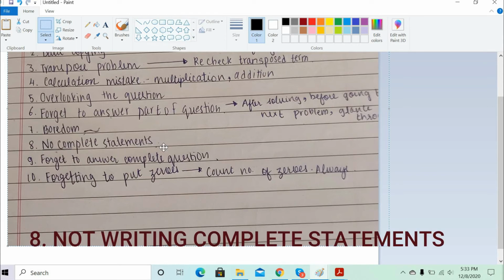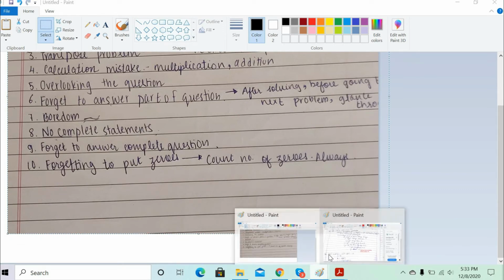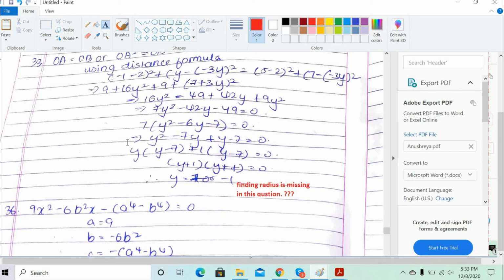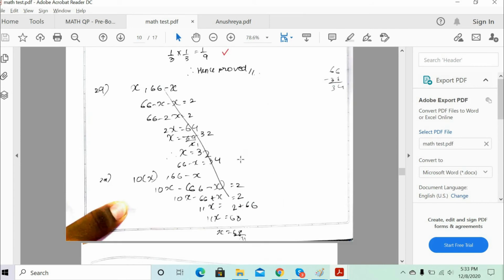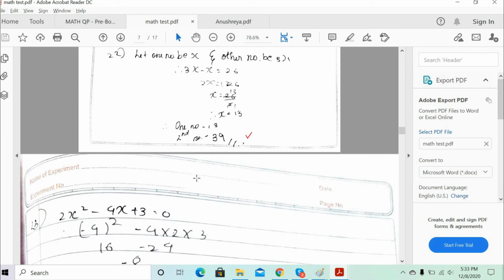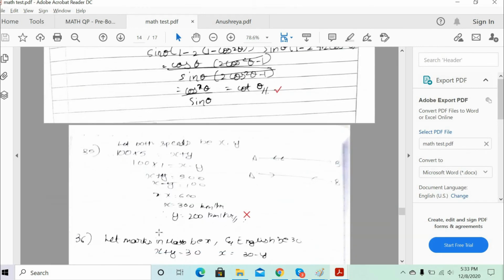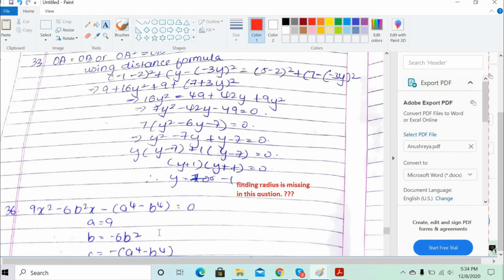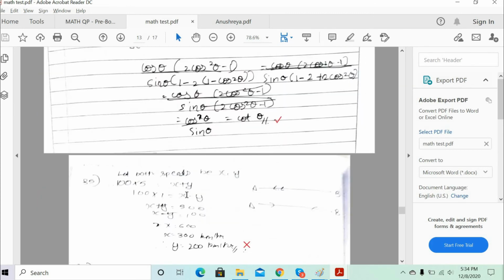No complete statements. Okay, so this is another important thing: no complete statements means you have to always ensure that whenever you're solving, you write the formulas clearly, and then you go for solving the questions. And wherever required, you give the proper answer in detail with the statements. If the statements in the answers are missing, then this can be the problem. So we want to avoid not writing enough statements, and ensure the answer is written appropriately.